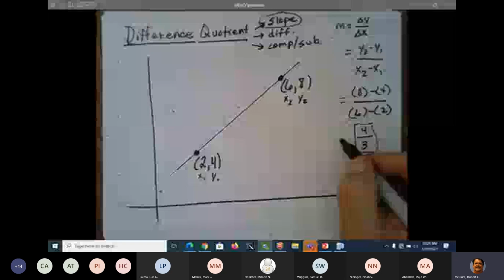Now I'm going to go ahead and kill another bird right now. Since we're in review, I can do this. All right? Another bird I'm going to kill is the point slope equation.